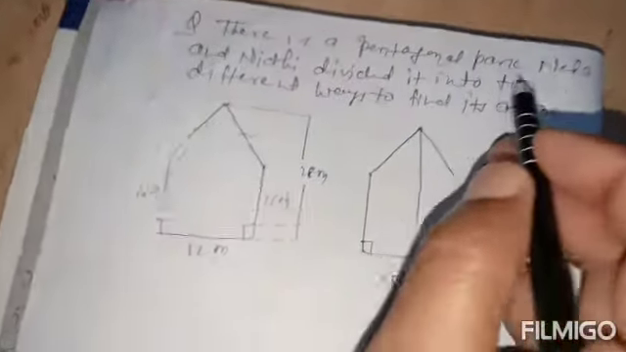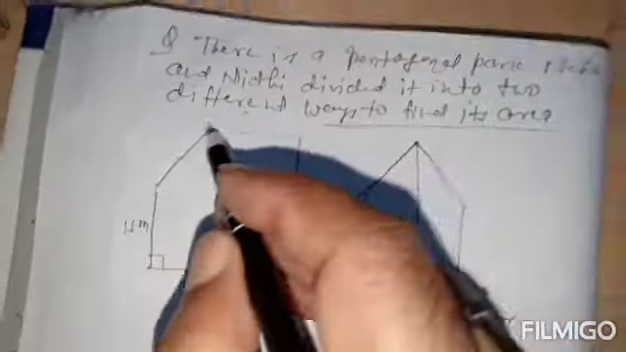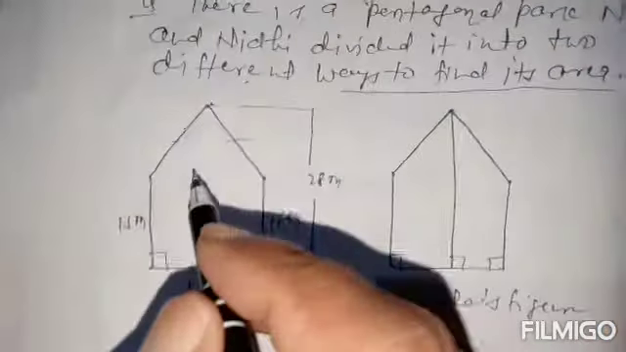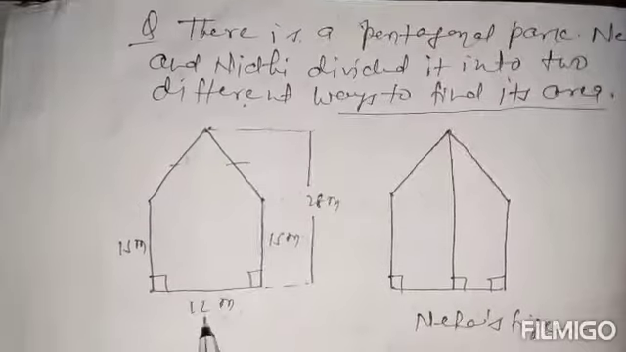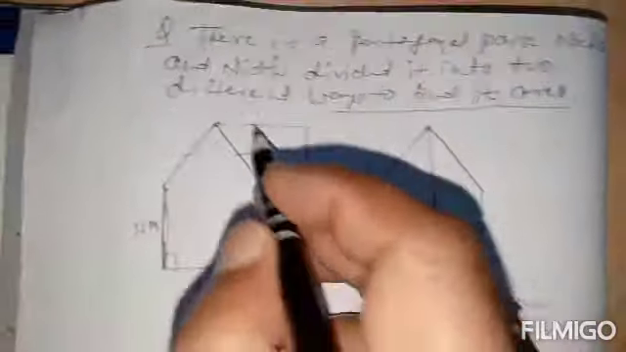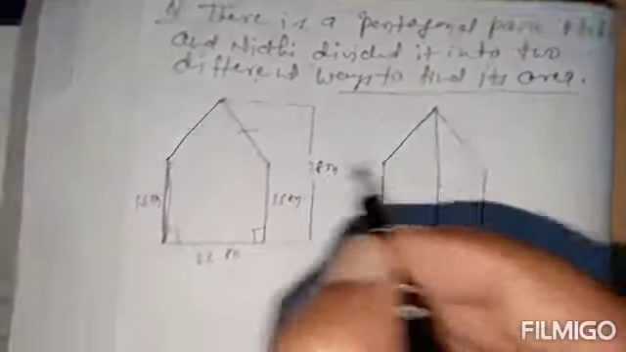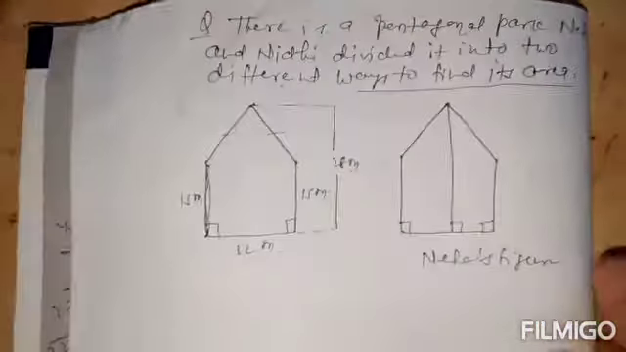Question: there is a pentagonal park. Neha and Nidhi divided it in 2 different ways to find its area. Here this one is a pentagonal park whose base is given 12 meter, this height is 15 meter, and height from base to top is given 28 meter. Now Neha and Nidhi wanted to find its area in two different ways.